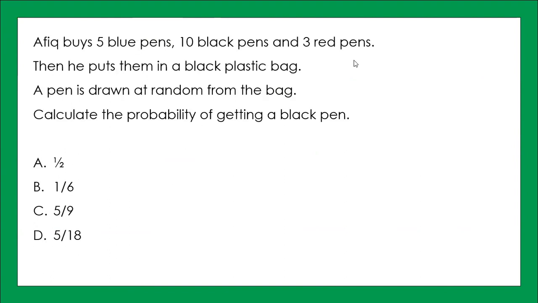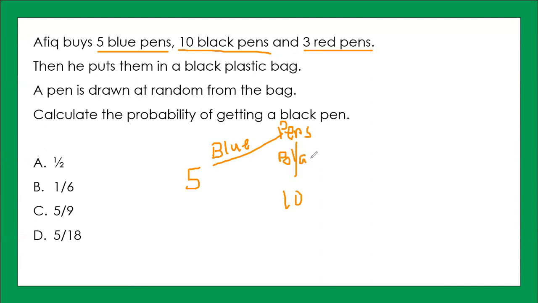Okay, next question. I hope I'm not too fast. Afiq buys 5 blue pens, 10 black pens, 3 red pens. So now I'm going to teach you something called a tree diagram. I'm going to divide into five blue pens out of all the pens here. And then 10 would be black. You can draw like this in the exam. And then we have red. Red has how many? Three. So what is the total pens? You must always do that. A total of 5 plus 10 plus 3. How much is that? 18. So 18 is our big number we must calculate.